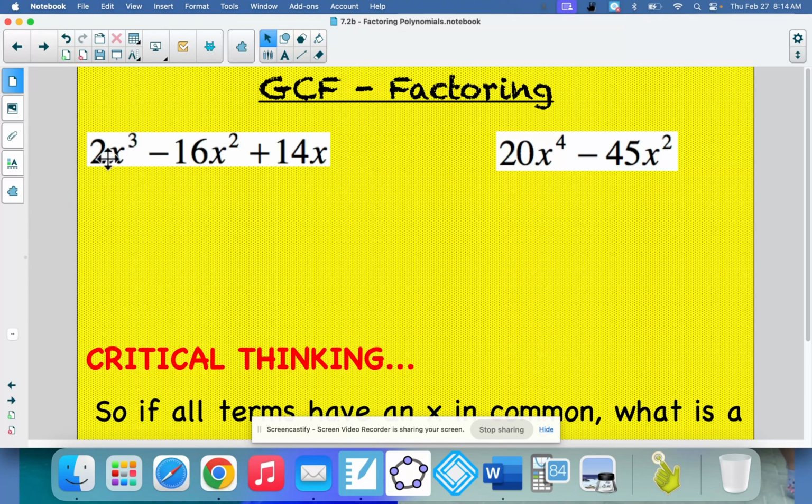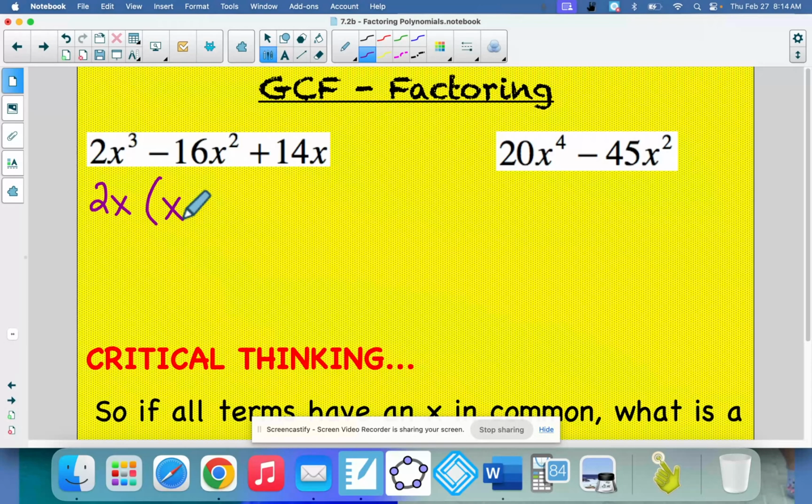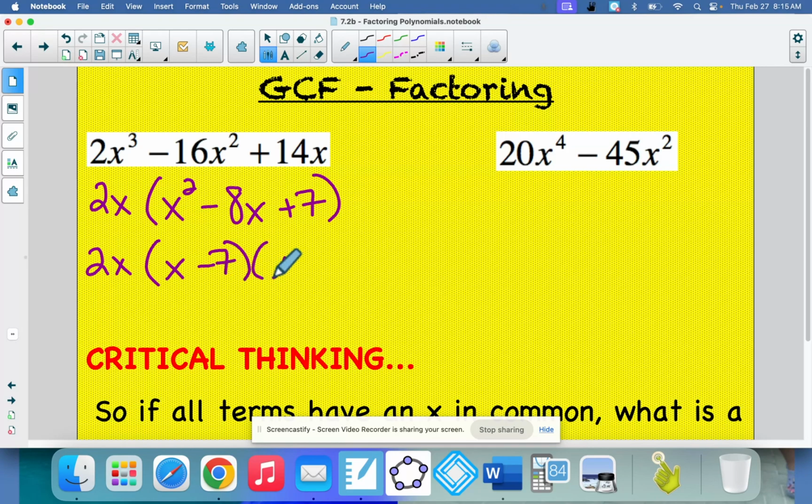So if you look at this first example, what do all 3 terms have in common? Because this is a cubic polynomial. They all have 2x in common. So I'm going to pull out 2x from each of these, and that would leave me with x squared minus 8x plus 7. And so you've done the GCF part. Now notice you have a quadratic that is factorable, so you could factor that even further. And so you get 2x, and then we're going to have x minus 7 and x minus 1. And so that's completely factored.